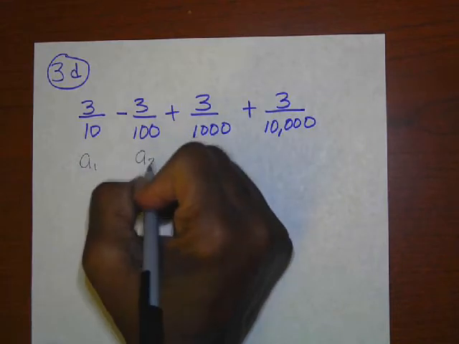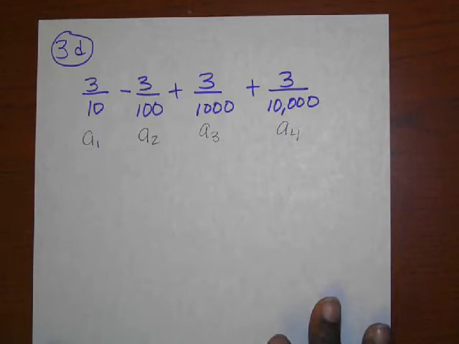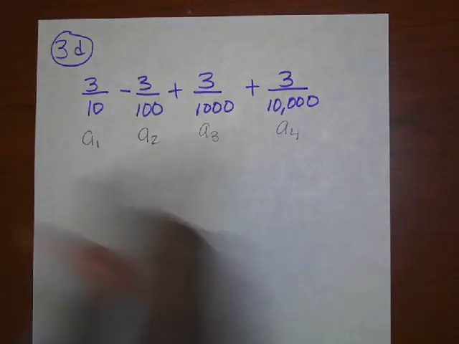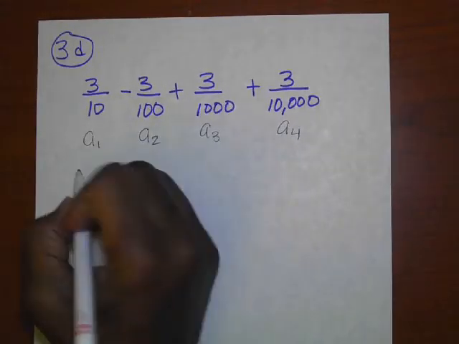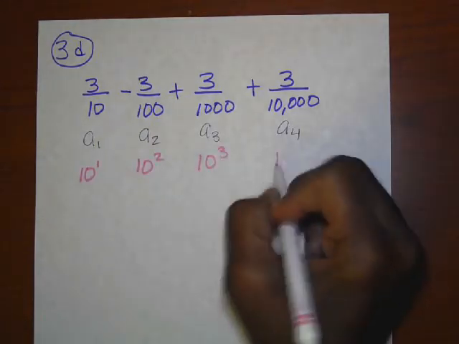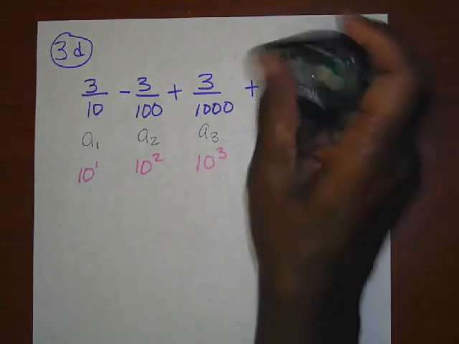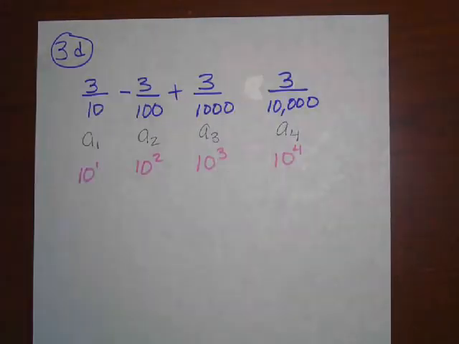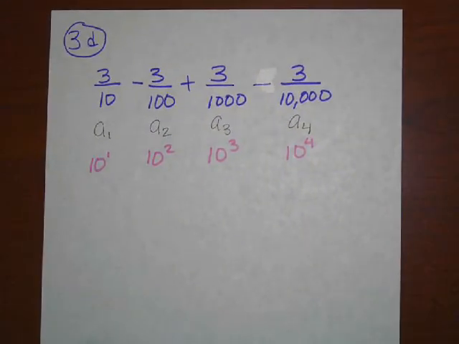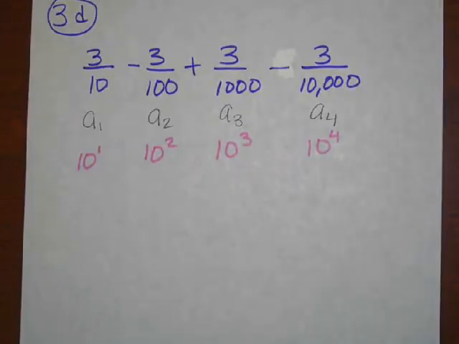A1, A2, A3, A4. You should be able to recognize that this is 10 to the first, 10 to the second, 10 to the third, 10 to the fourth. Oh, this should be a subtraction. So would that mean that it's negative 10 squared? Negative 10 squared? That's what we're getting ready to talk about.